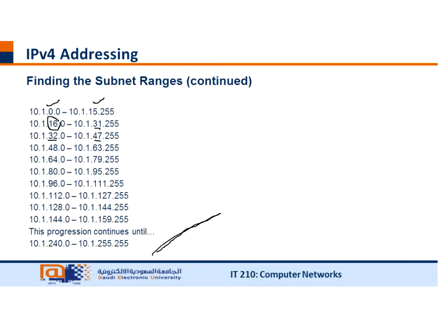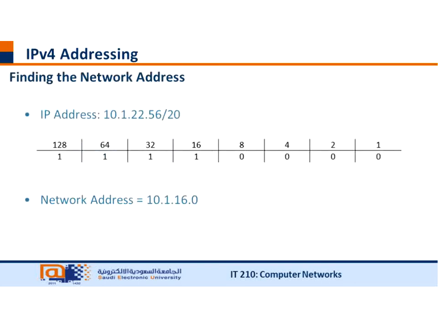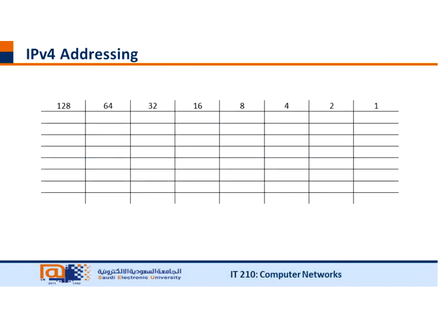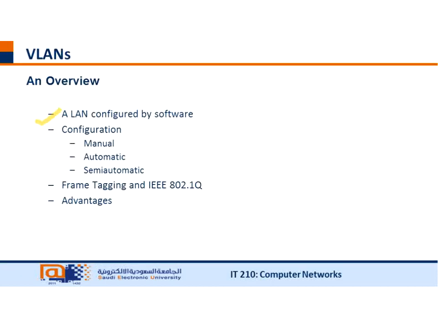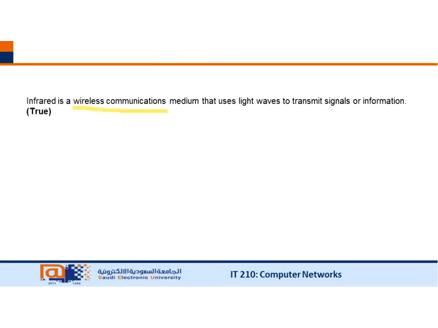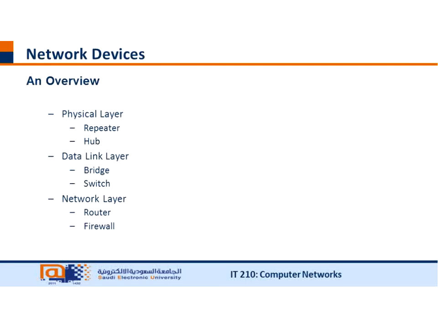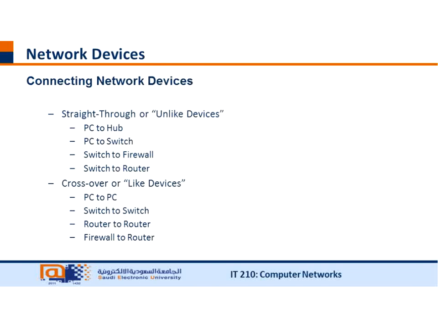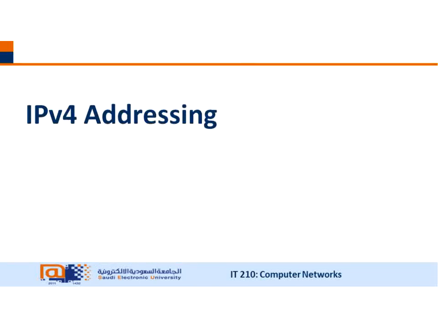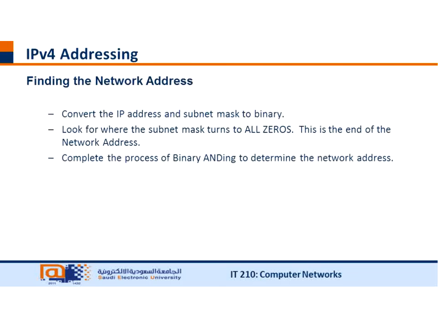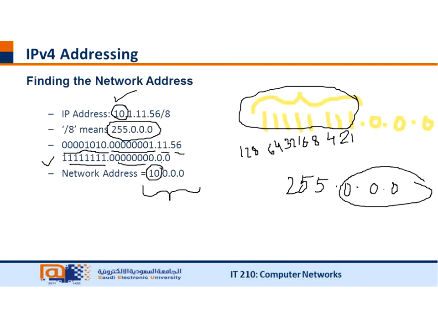Until here, is it clear? We have discussed IPv4 addressing, we have discussed virtual LANs, and we have discussed network devices. Is it clear? If you have any question, you may ask. Okay, clear.